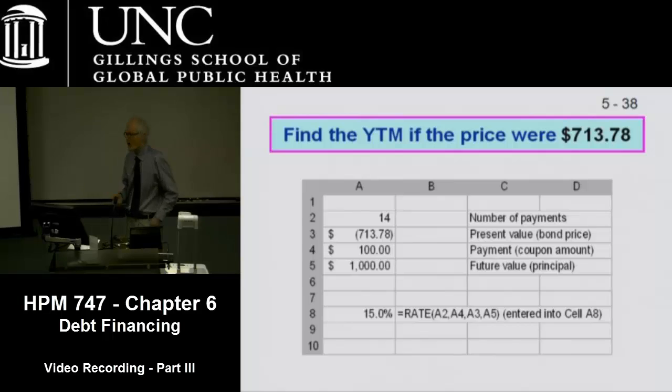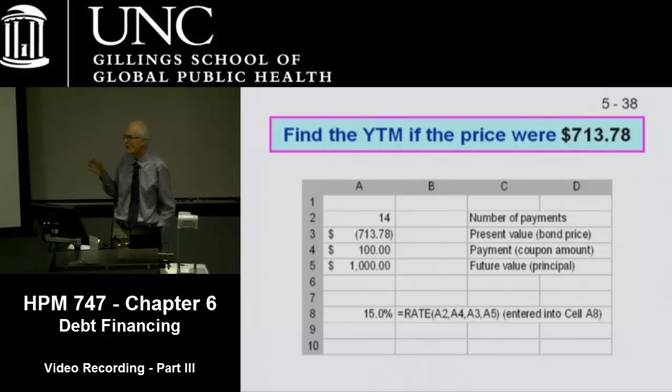So if the bond was selling right now at $713.78, and we know that the coupon payment is $100, the price is $713, there are 14 payments left. Essentially, we can use the rate formula to calculate the yield to maturity. So why is this important?